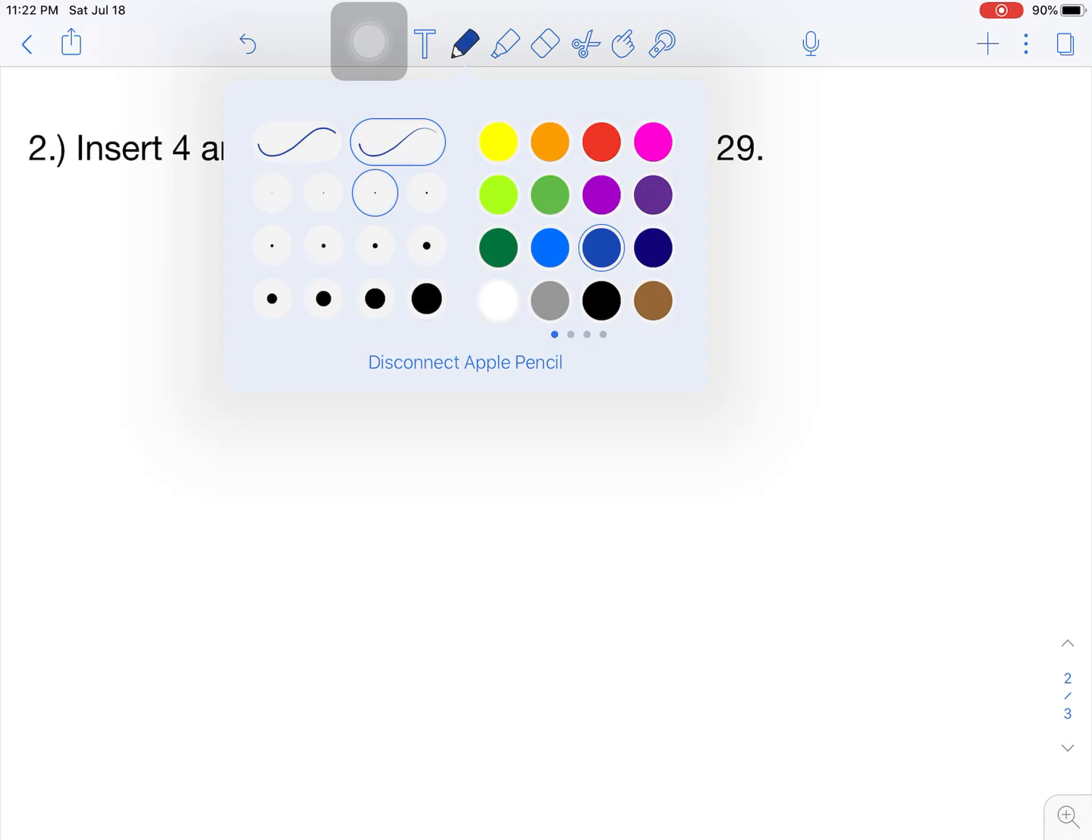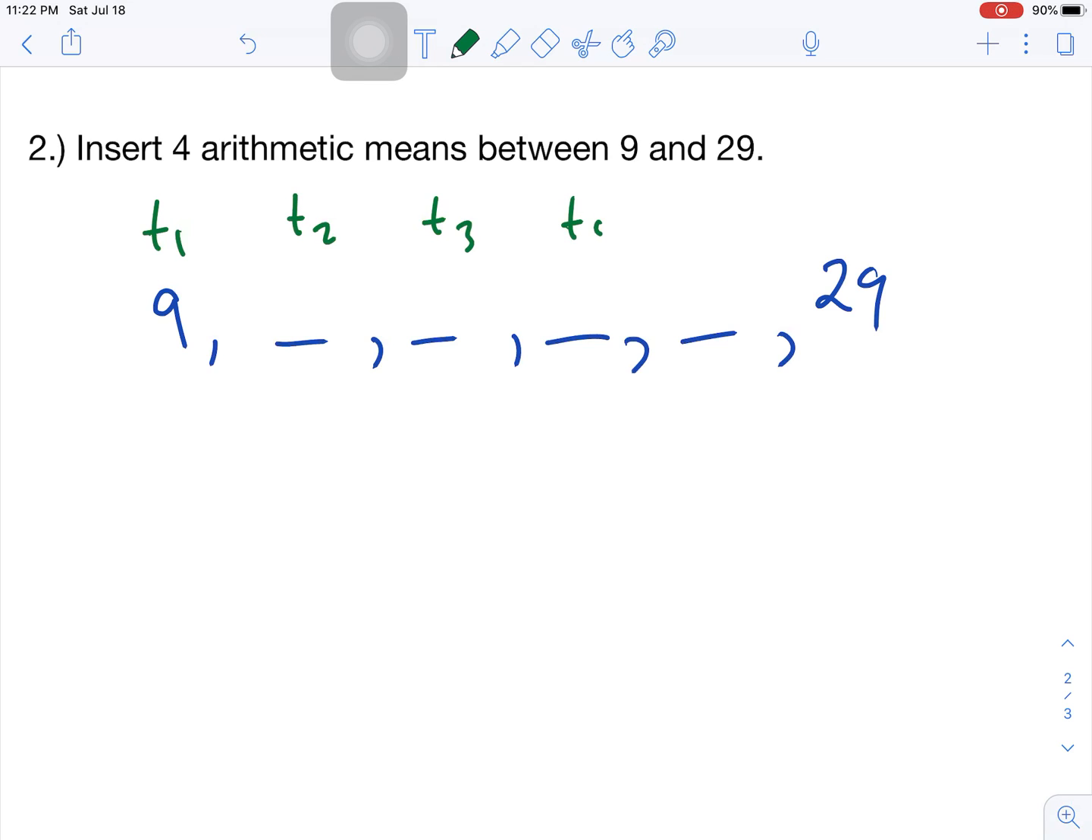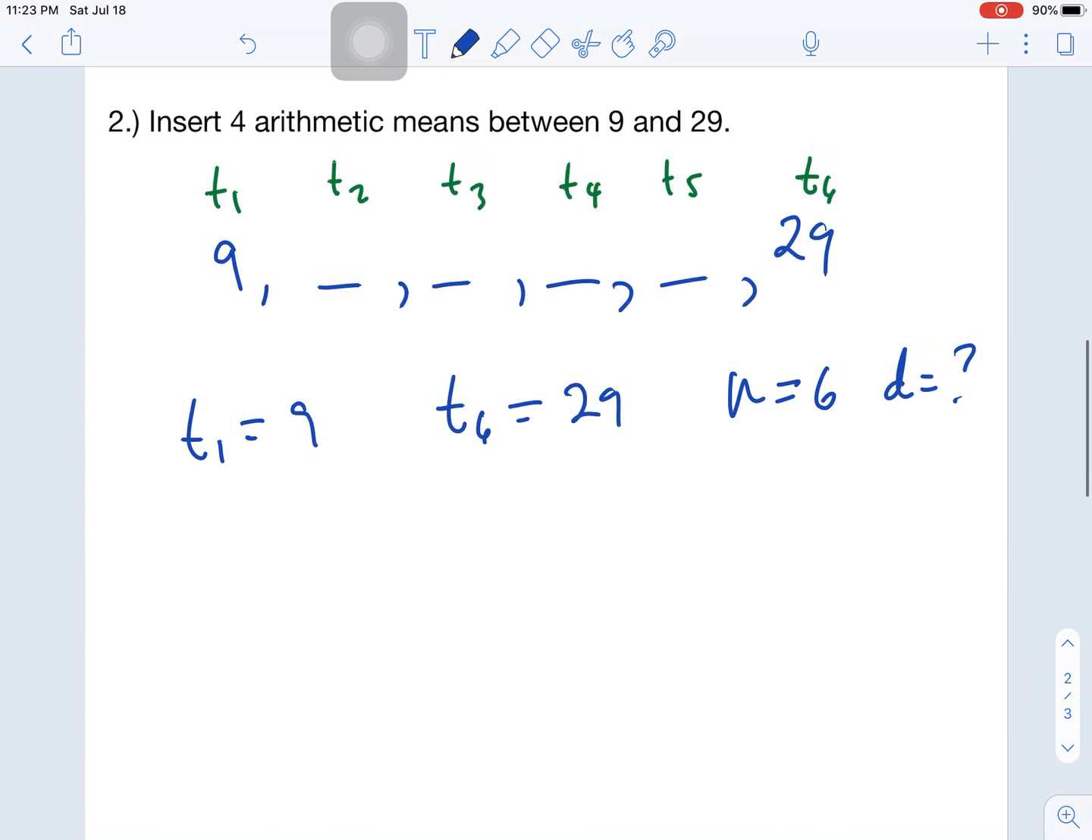For number 2, we have insert four arithmetic means between 9 and 29. So again, that's 4 and then, 9. And then we have 4 arithmetic means. And we have 29. So this is t sub 1, t sub 2, t sub 3, t sub 4, t sub 5, and t sub 6. So we have t sub 1 is 9. We have t sub 6, 29. And ang number of terms natin ay 6, which means yung d natin ay ano, no?